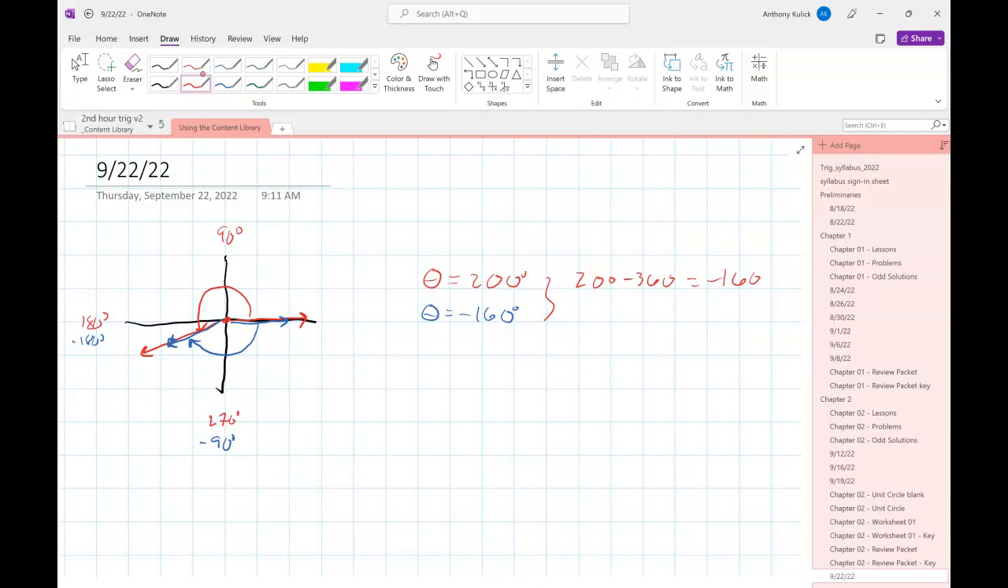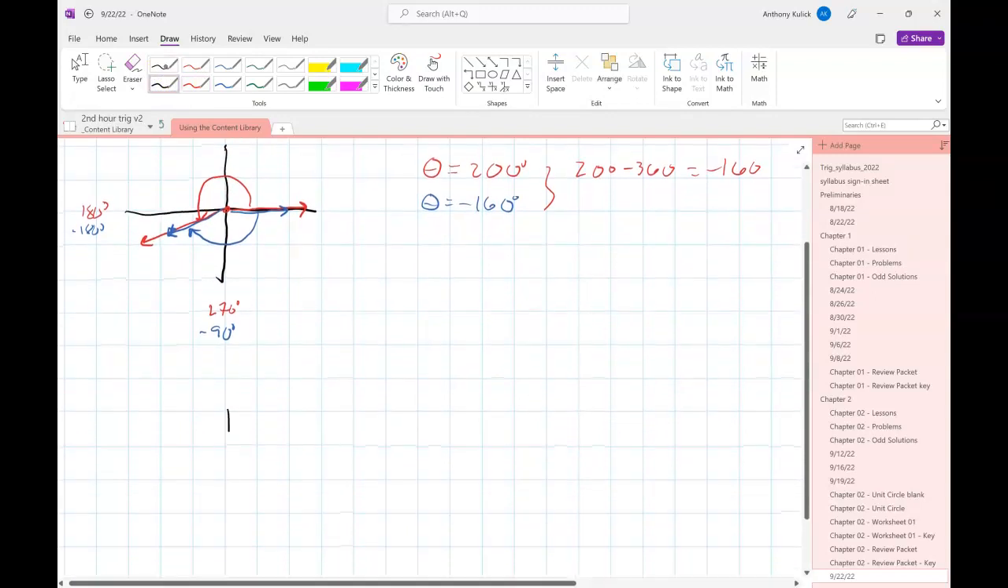So to find another angle that's coterminal, you can just repeatedly add or subtract 360, and you'll keep generating angles that are coterminal. There are infinitely many angles coterminal to a given angle, because you can just keep adding or subtracting 360. Everybody's okay with that? How does this change if we're given an angle in radians?